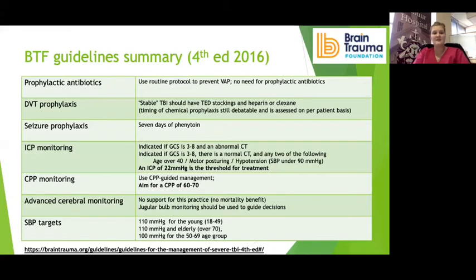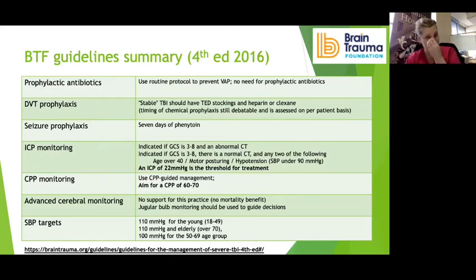Seizure prophylaxis: the BTF guidelines recommend usually 7 days of IV phenytoin to prevent post-traumatic seizures. After that, you usually try and stop it and see if there's any recurrence of seizures, and then we would restart. Usually if there's recurrence of seizures, then they are committed to about 3 to 7 months of an anti-epileptic before we decide to try and wean it off again.